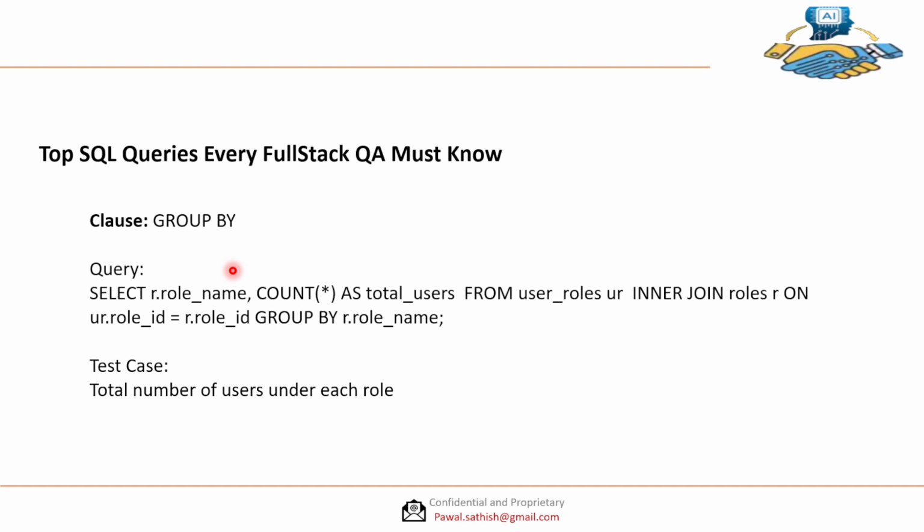Next one is the group by. The test case is the total number of users under each role. Suppose I want to display that from the UI on the dashboard. In that case, the group by clause is very useful. The syntax is select role name, count star, that is how many users there are for each role, as the total users. From here you can see I again put the inner join, because I'm trying to access the data from different tables.